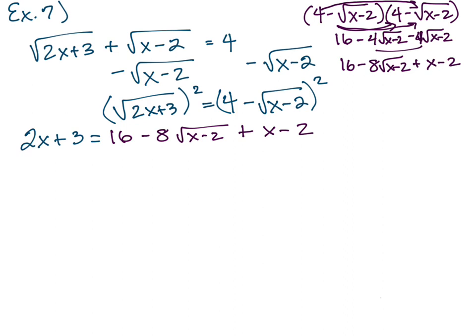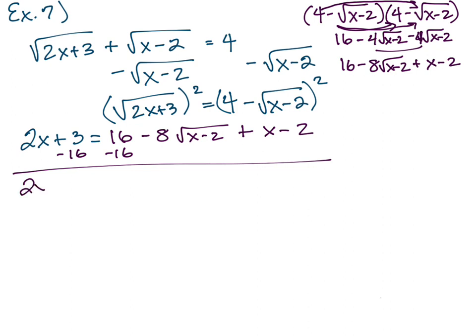Isolate the radical. Yes, ma'am. Isolate the radical. So we're going to whittle it down to where we have only one radical on the one side. So what could we do? We could subtract 16 from both sides. Last, in a little while, we might divide by 8.